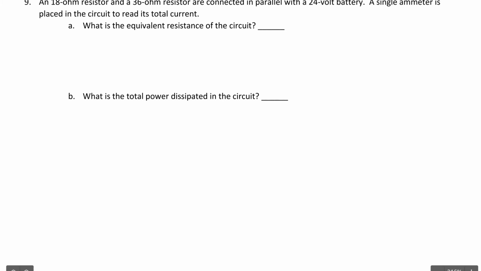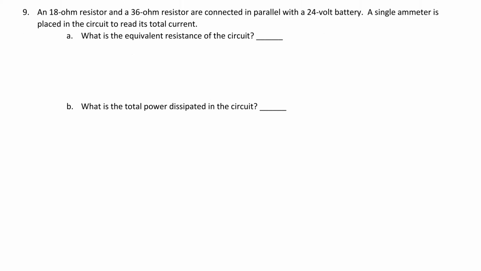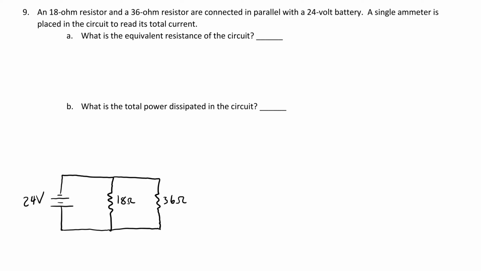Whenever they don't give you a diagram, I highly recommend drawing your own diagram. So it should look something like this, where the 18 ohm and the 36 ohm resistors are connected in parallel, not in series, with the 24-volt battery. But the question is, where is this ammeter going to be placed to read its total current? So you could place it anywhere on this part right here.